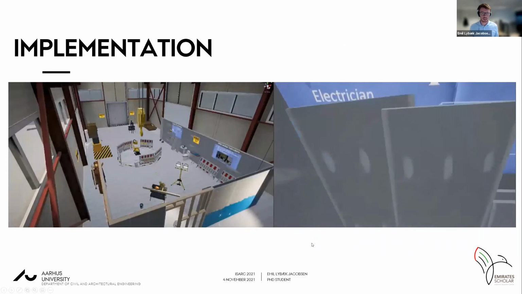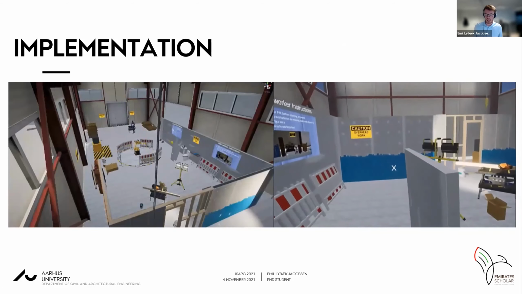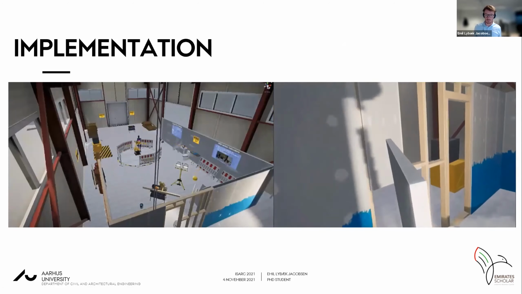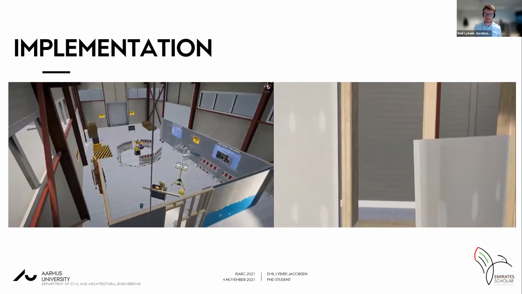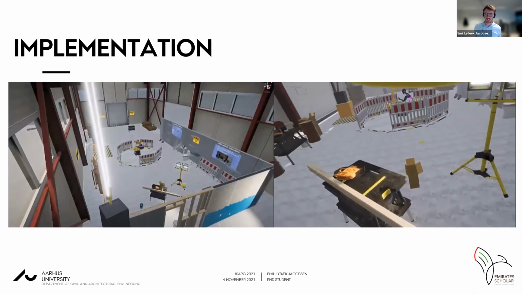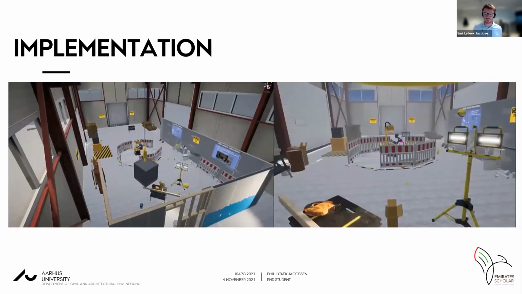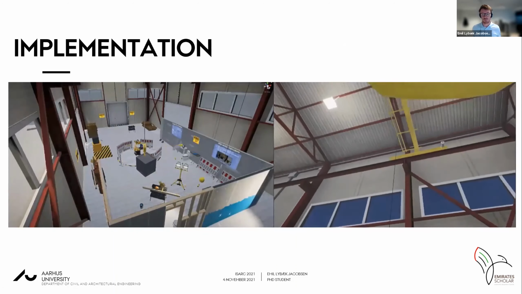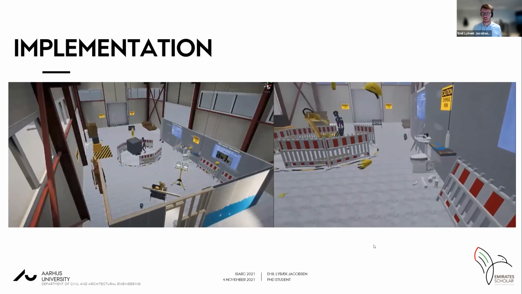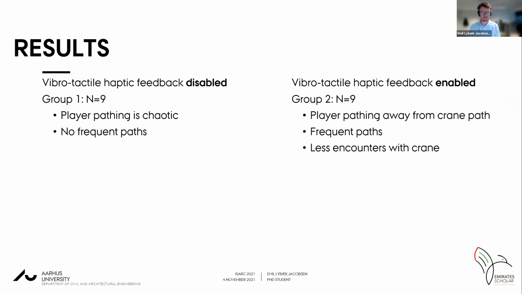So what we see here is an example of a round. On the right is the player view, on the left is the instructor view, and this player is currently installing drywall sheets. And what we see when he comes down here is that he actually experiences the haptic feedback. So now the crane becomes close to him, and he starts to look around because he can feel it in his controllers. So he tries to look for the crane if it's near him, and he spots it and moves away. And we actually see they try to communicate there in the end, saying, watch out for the crane, or whatever they're trying to say.